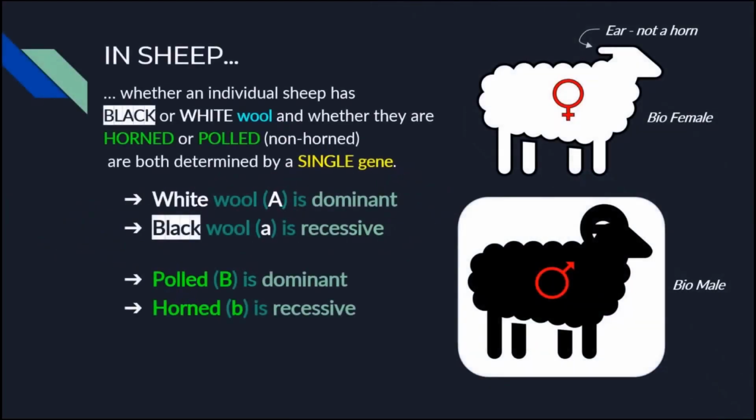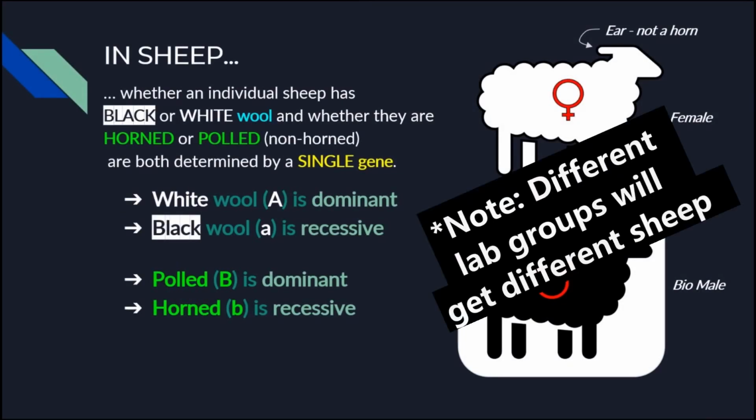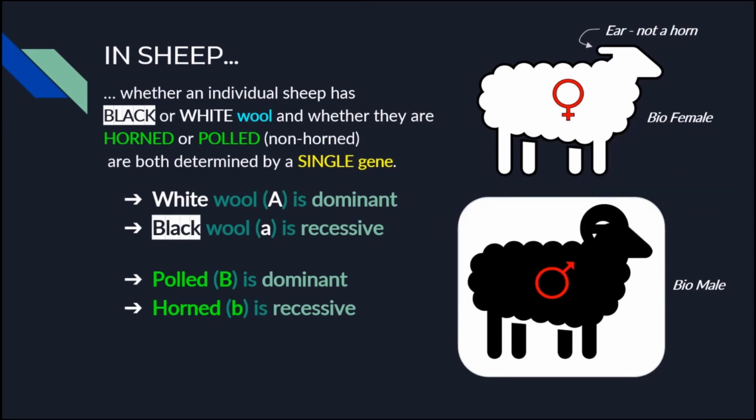So in this activity, you are looking at two sheep, a biological female sheep with light fur or light wool, I should say, and no horns, so polled, and then a biological male sheep that has black wool and horns, okay? And so you're going to work through this example with your lab partners, keeping in mind that the light wool color trait is dominant, and the polled trait, meaning no horns trait, is also dominant, okay?